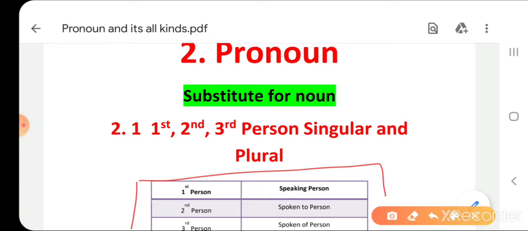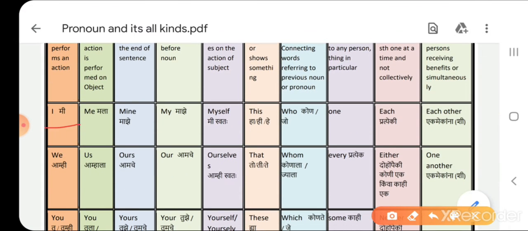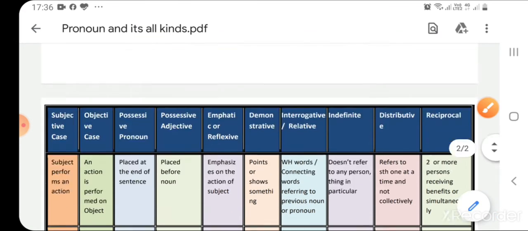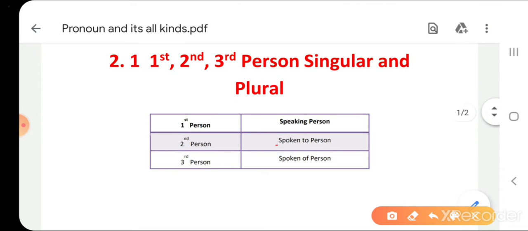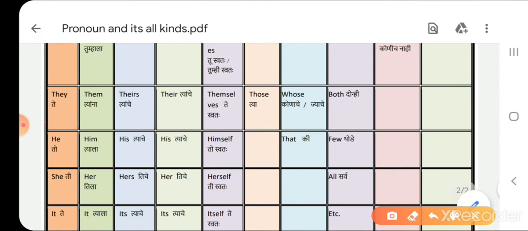A speaking person, as in speaker, is the first person. For that, we use I and we. Here I have written. Then, a person spoken to is the second person. And for that, we use you. It's singular and plural. A person spoken of is the third person. For that, we use he, she, it, they, these pronouns.